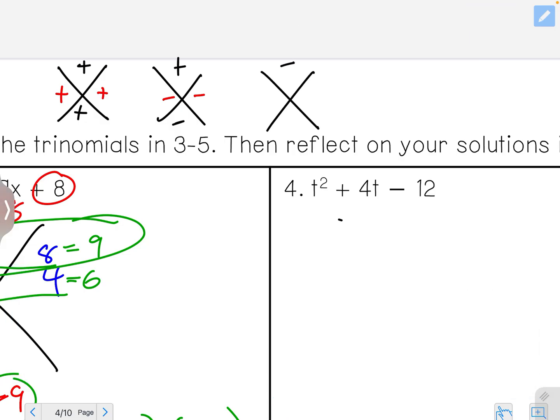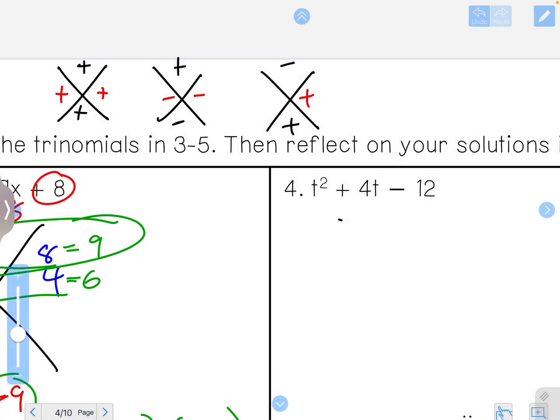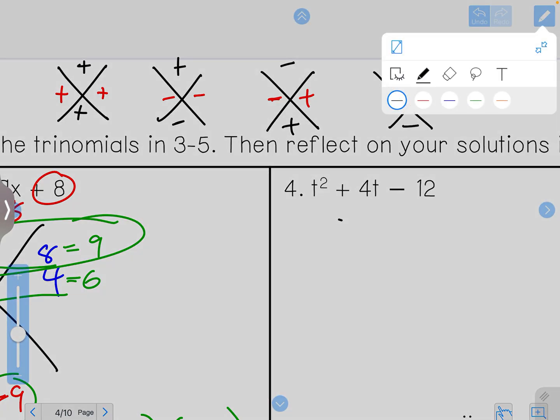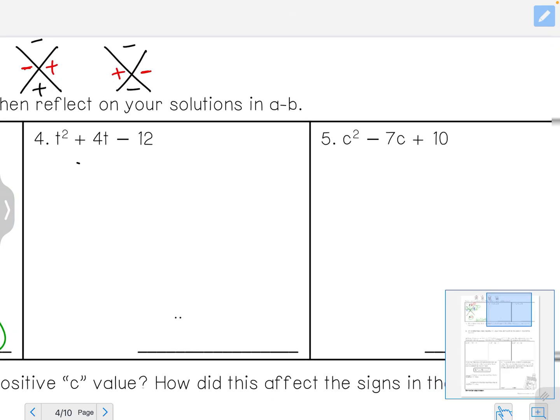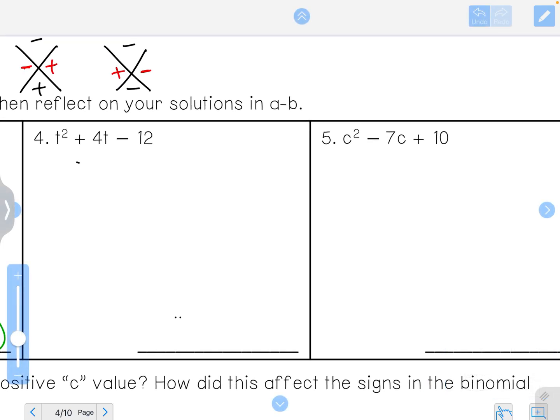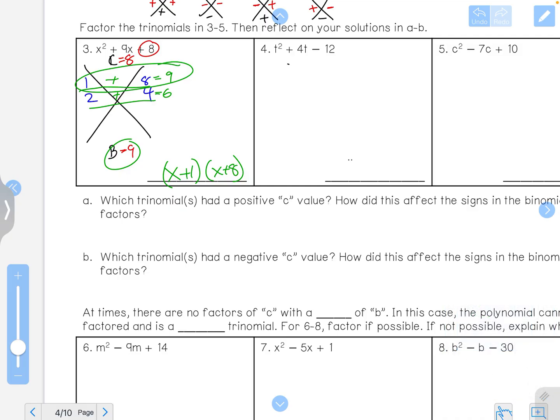If our top number is negative and our bottom number is positive, it means my bigger number is going to be positive and my smaller number is going to be negative. If both the B and the C are negative, that means my bigger number is going to be negative and my smaller number is going to be positive. All right, so I want you to try these two on your own, okay? And then I want you to fill out these two answers based on those three problems.